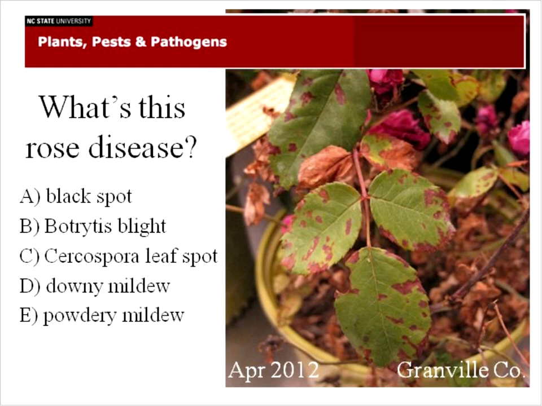All right. Going to the A through E choices. I think this may be my last multiple choice question on the program. What disease is this of rose? We have A, black spot, B, Botrytis blight, C, a Cercospora leaf spot, D, a downy mildew, or E, a powdery mildew.